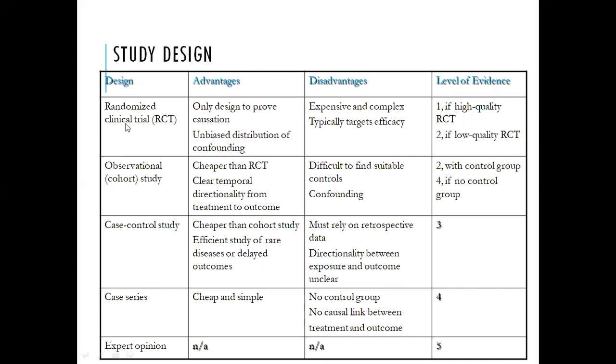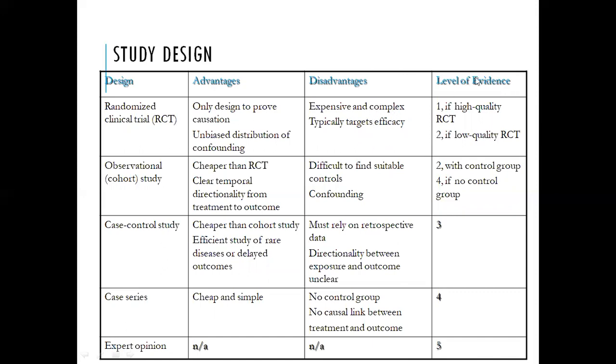So we have a randomized control trial. Now, this is one design that tends to prove causation. It is unbiased in distribution of confounding. Whereas when we talk about the disadvantages of a randomized control trial, it is expensive and complex, and it typically targets efficacy. Efficacy, I told you, is under controlled environment.